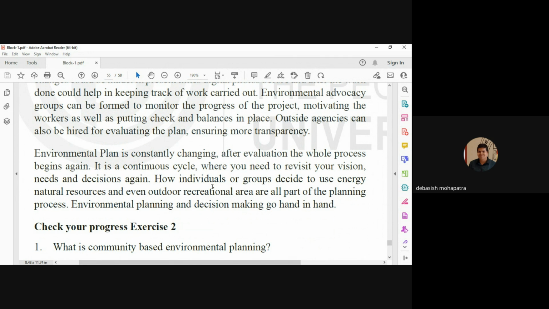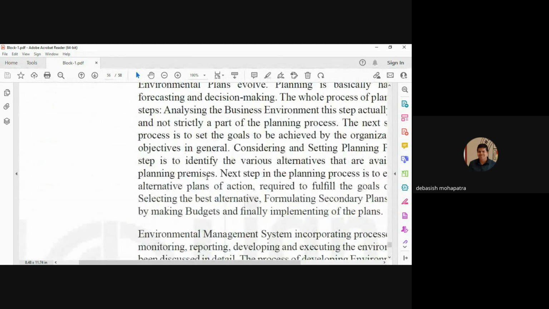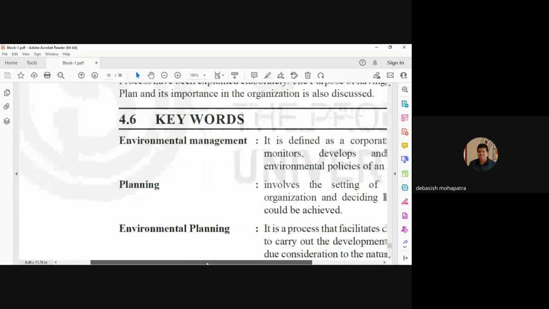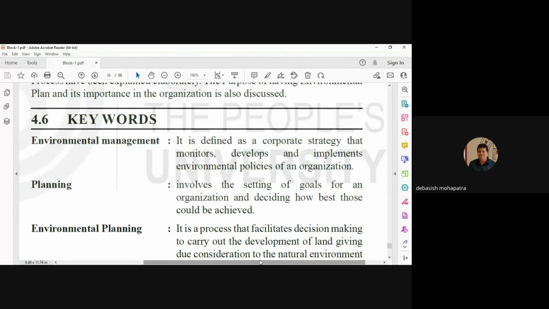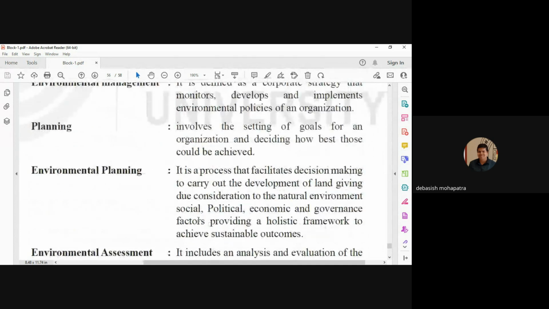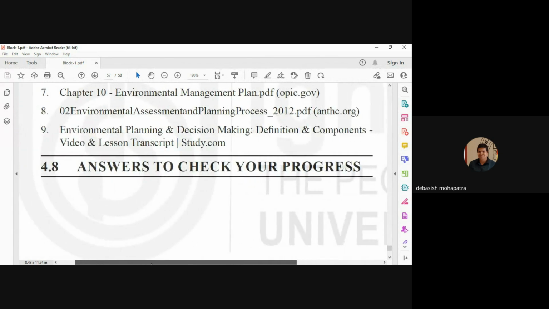So if we have to think about them, then we have to start managing from today. Not from today, from now. From now on itself, we should start to conserve things. So the key words here were environmental management, environmental planning, environmental assessment. So that ends this block.